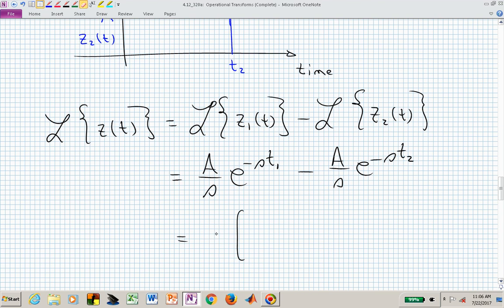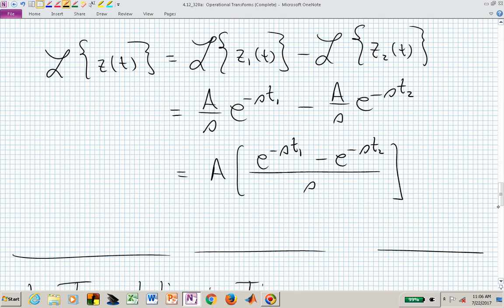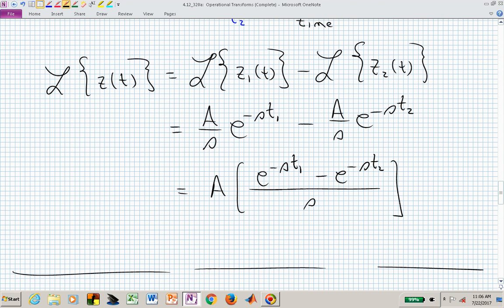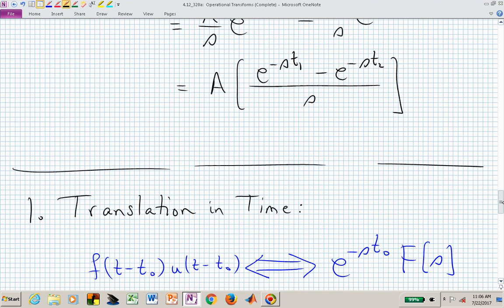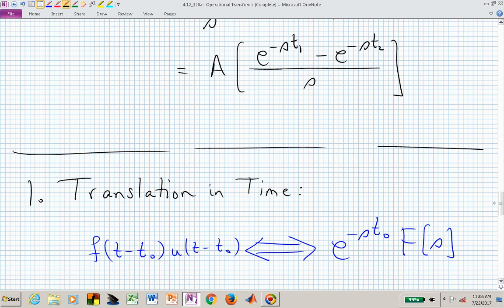So let's go ahead and just put the A out front and the s down below, and now we have e to the minus s t1 minus e to the minus s t sub 2, and there is now our Laplace transform of a pulse of amplitude A. And we invoked, actually, an operational transform, which is this translation in time. In all of this discussion, we're assuming that f of t has as its Laplace transform capital F of s. We're assuming we know that.